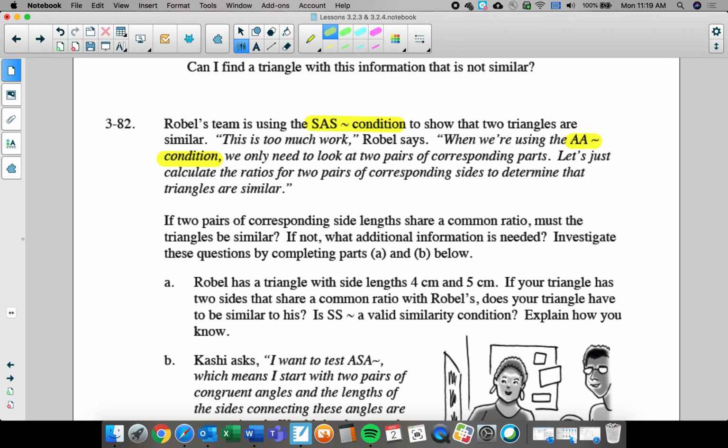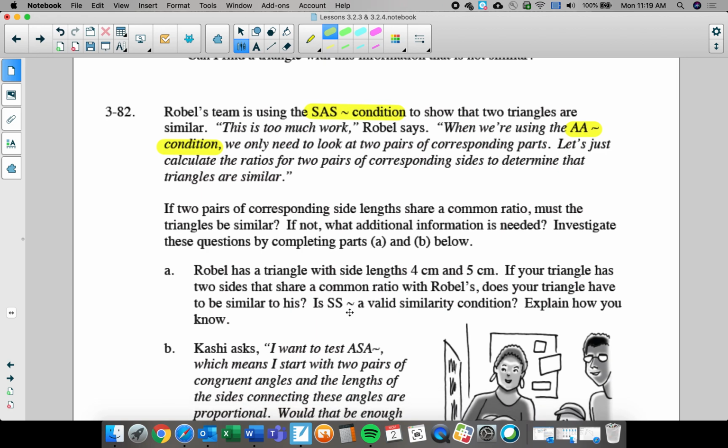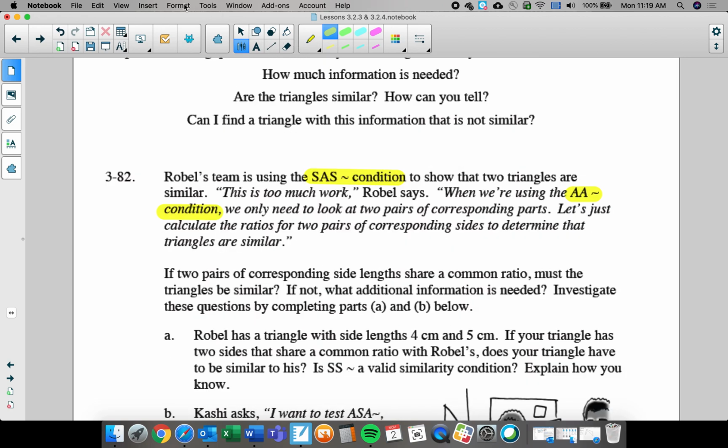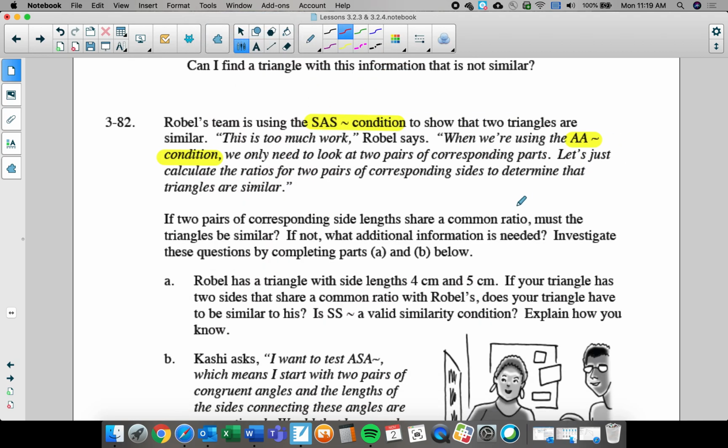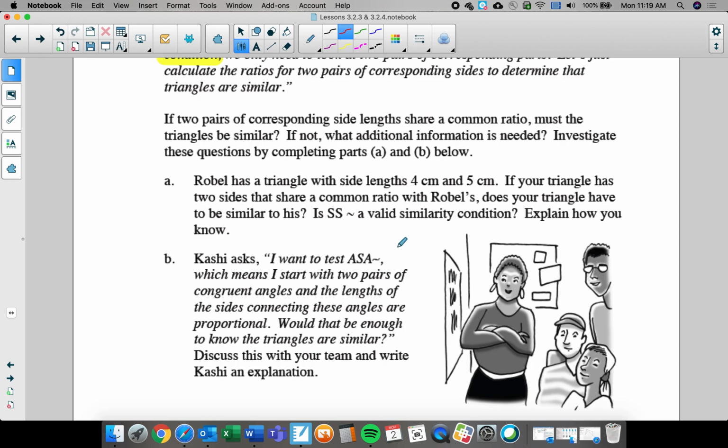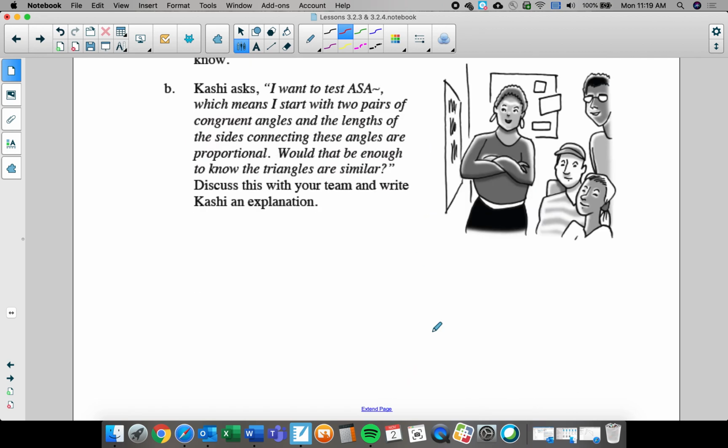The question is, if you come down here, is there such a thing as a side-side similarity condition? Okay, would that work out just like the angle-angle one does? And so if we take a look at that, Robel said he's got 4 and 5 centimeters as side lengths. Is it valid? And the idea is, similar to side-angle-side that we did in the last one, if you don't have that angle in between, now the side opposite that angle, okay, let me actually draw you a picture here so you can see what I'm talking about.